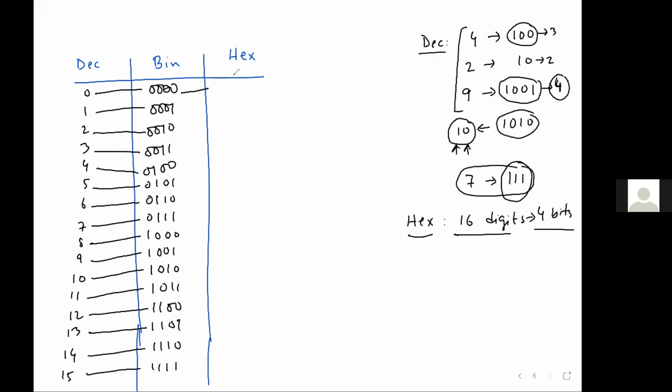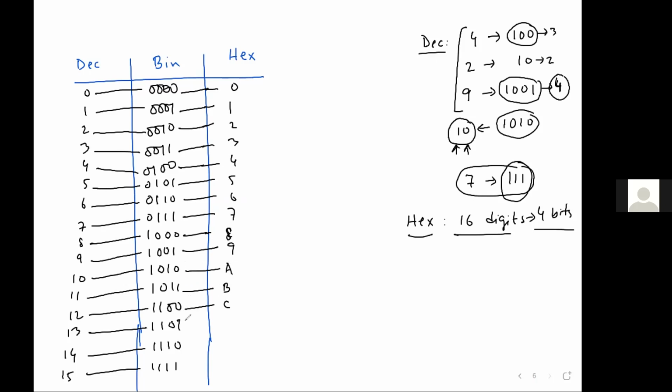So let us see the corresponding hex number. So this is 0, 1, 2, 3, 4, 5. Okay, tell me what will be this one? A. A, then B, C, D, E, F.